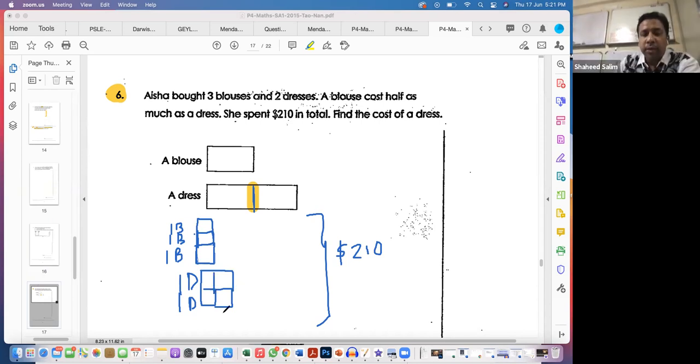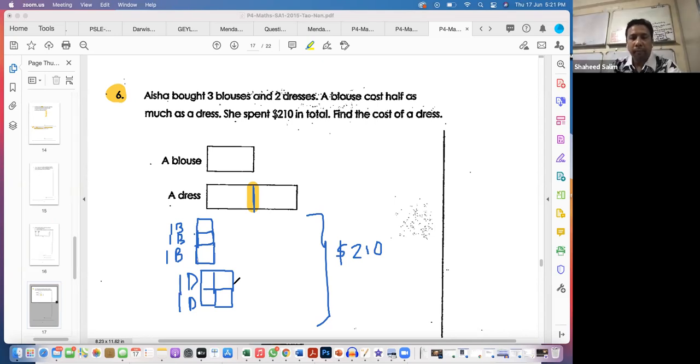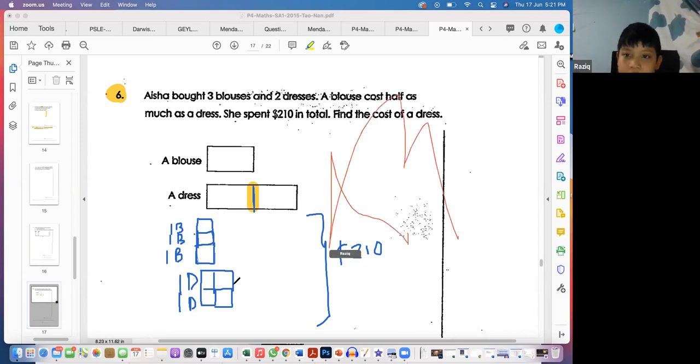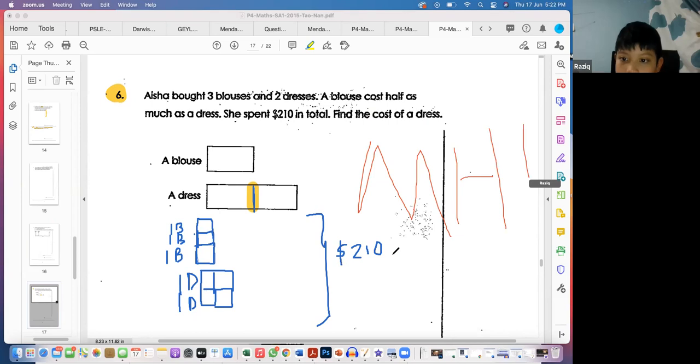Can see now. This is one dress. One dress. Altogether 2 dresses. 1 blouse, 1 blouse, 1 blouse. 3 blouses. This is 3 blouses. This is 2 dresses. You get it now? So you count the number of units. 1, 2, 3, 4, 5, 6, 7. 7 units, 210.